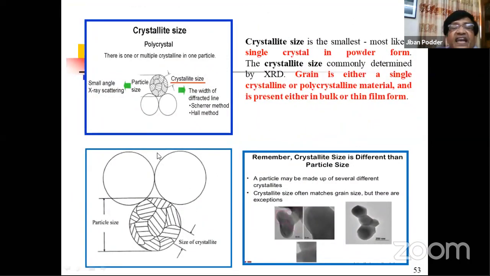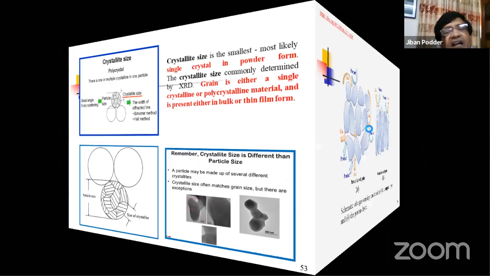Here you see the particle size, and this particle consists of small crystallites. Whatever we do using XRD, we calculate the crystallite size, or in general we can say the grain size. These are the small grains, and as a whole, lots of grains or crystallites give the particle size. So when we use XRD, you are calculating the crystallite size, not the particle size, just for understanding.